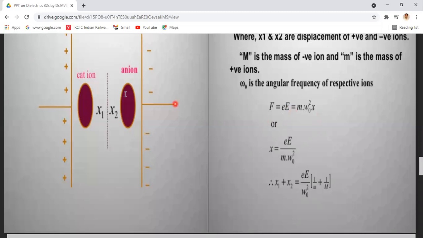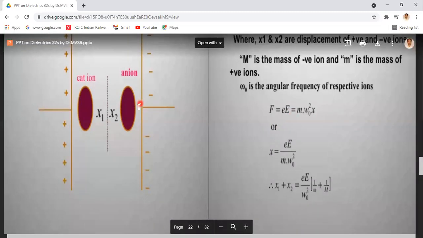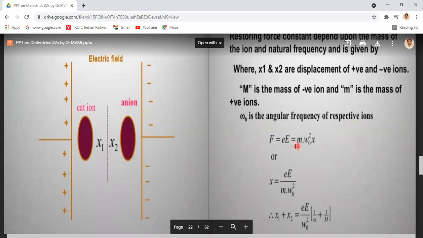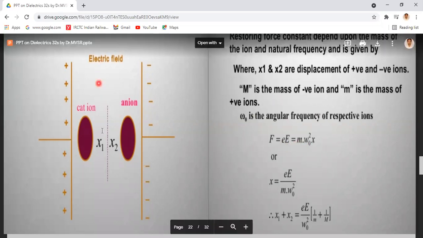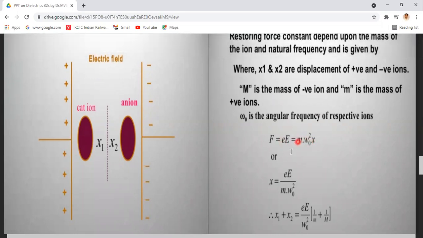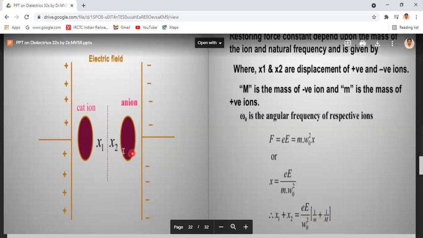Now, because of these two forces, and these two forces are equal, the force due to the electric field, F is equal to QE, and the restoring force acting on it are both equal. By equating these two, x is equal to small e into E bar divided by m into omega naught square. That is equal to small e into E bar by omega naught square into (1 by small m plus 1 by capital M). This is known as the reduced mass of the given dipole.